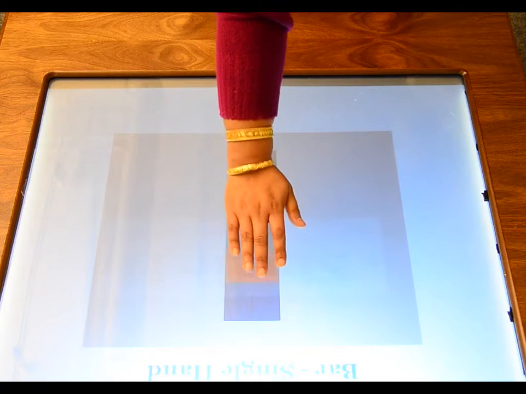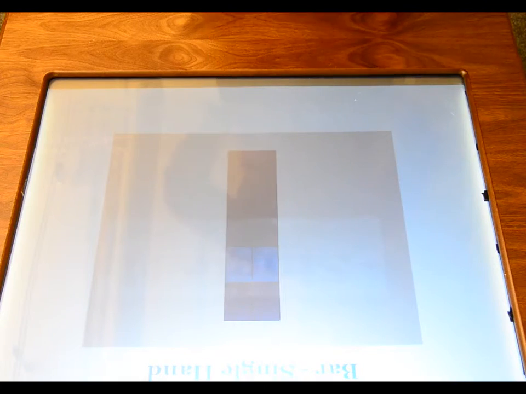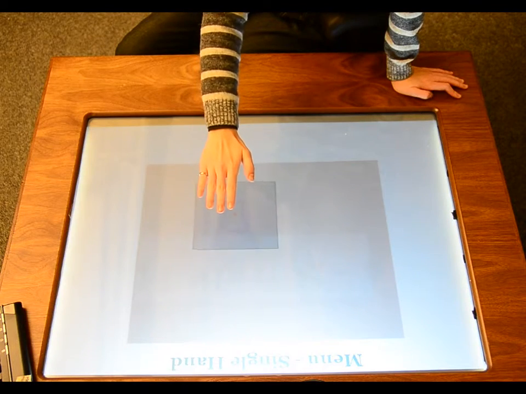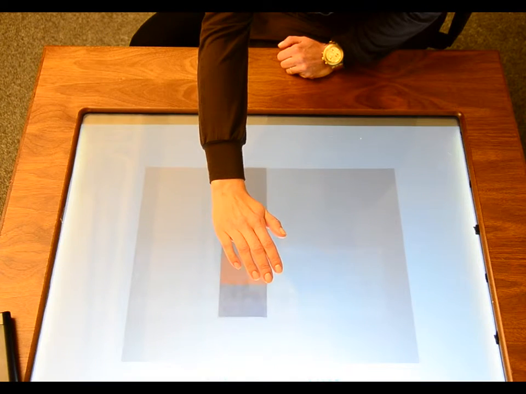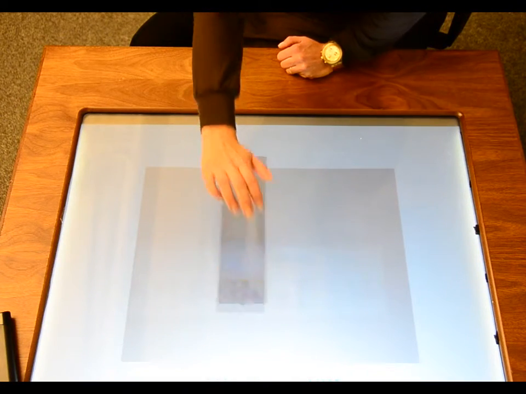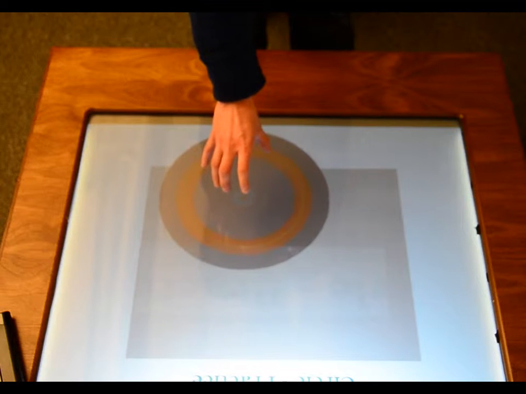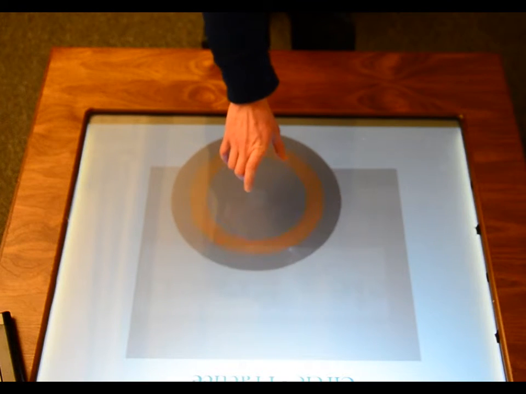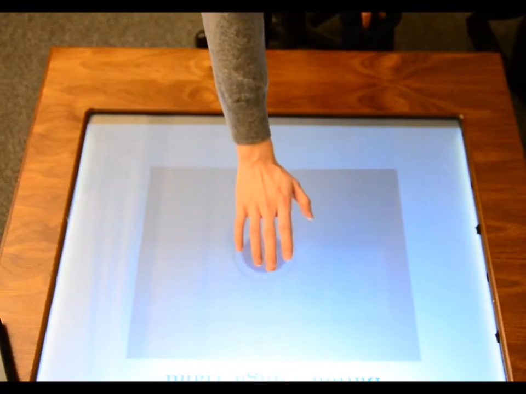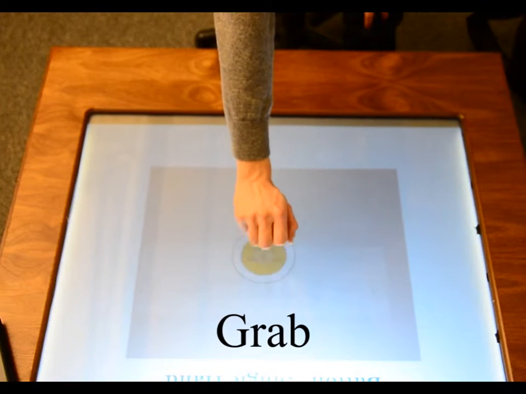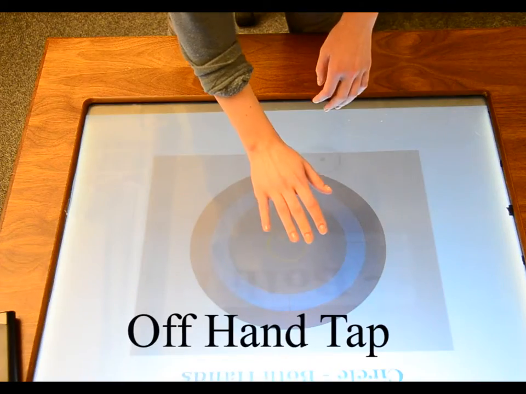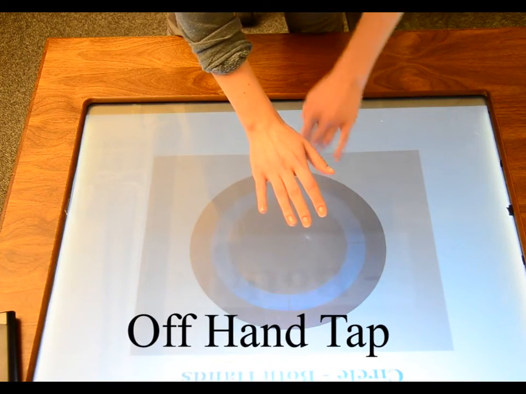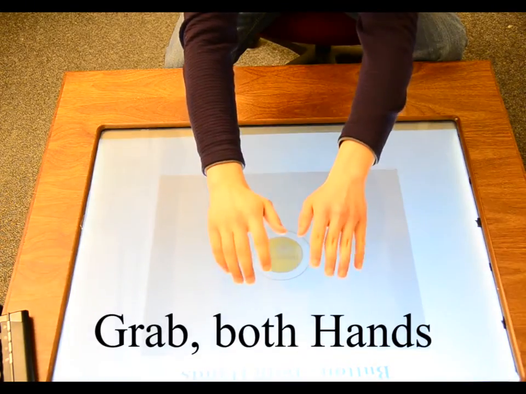We asked the participants to come up with the best possible gesture to select each target using either one or both hands, without worrying whether or not the system could recognize the gesture. After classifying the resultant gestures, we found that there were several gestures that were performed more often than the others. In single-handed gestures, grab was performed most often, and push with a finger was the runner-up. The two-handed gestures that were performed most often were offhand tap and grab.